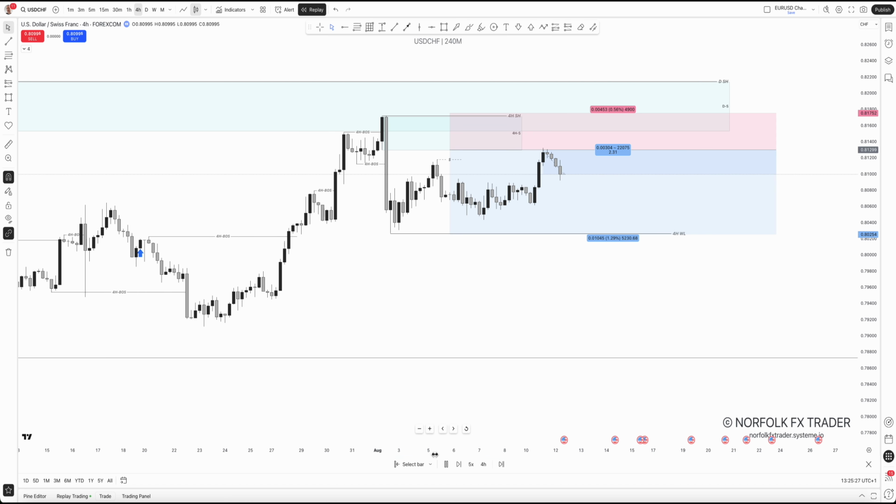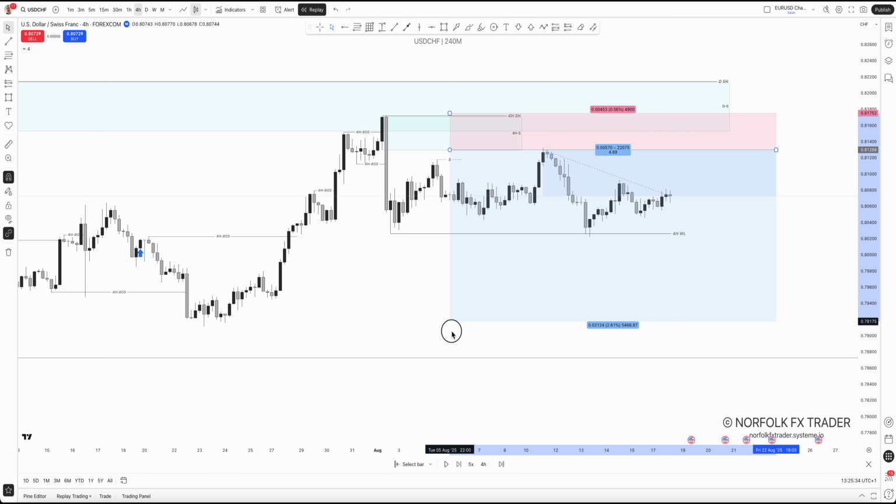So let's go forward. Now we're looking for that continuation down. There, we hit our first target. Fantastic. Let's pause it there. And we'll continue to restructure.